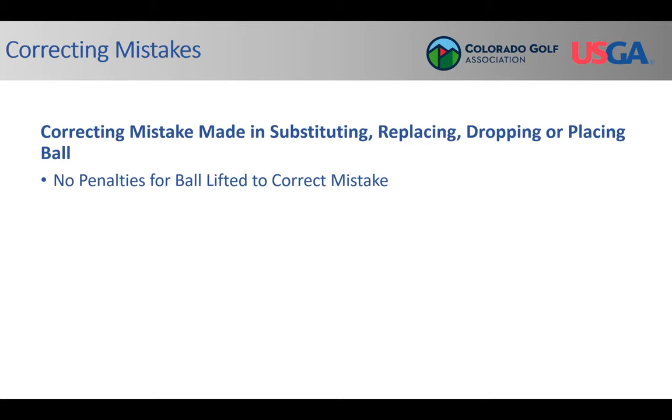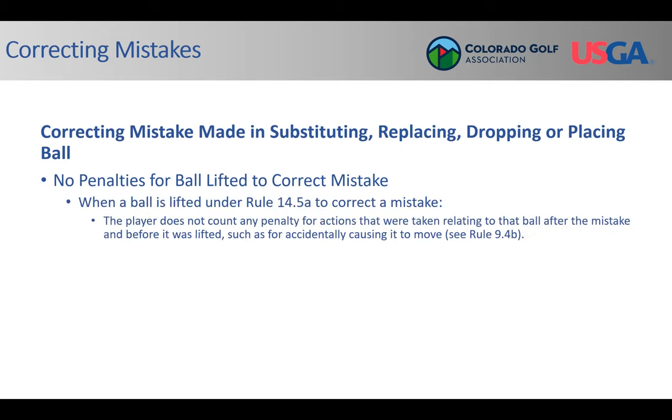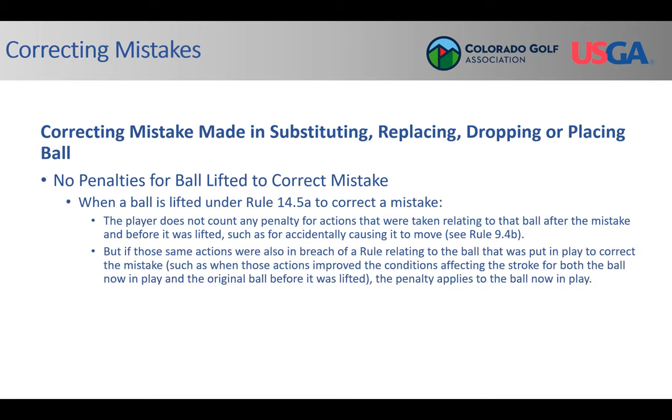Anytime that we're correcting those mistakes, there's no penalty for lifting that ball when we're trying to correct those mistakes of either changing to a different rule, changing to a different relief option, or potentially changing where we're dropping on that line. No penalties for lifting that ball to correct that mistake. And player action does not count. Anytime we're working with that ball under that eraser rule, anything that's happening before we make that stroke, before we're lifting it, even if we're accidentally causing it to move while we're trying to apply this eraser rule, we're not going to apply any penalties here because we're trying to make a correction. We're trying to do something under the rules.